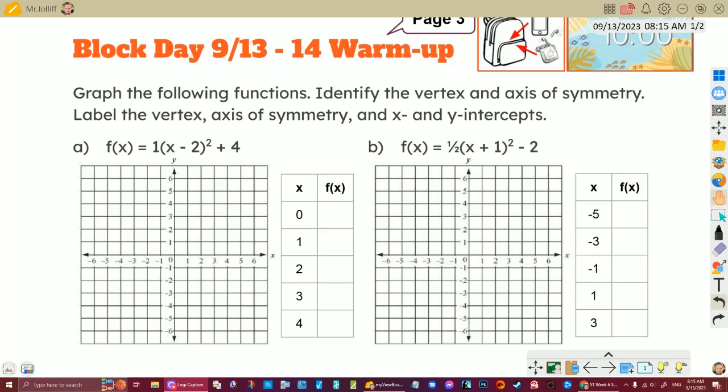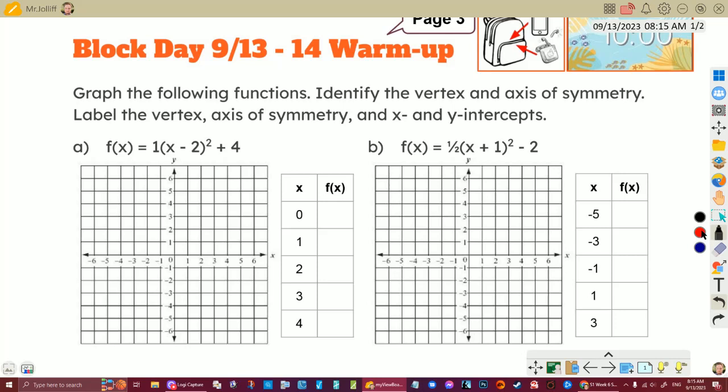Let's go ahead and take a look at your warm-up for today. So you were asked to identify the vertex and axis of symmetry, label the vertex, axis of symmetry, and the intercepts on the graph that you create. So first thing we need to do is complete our table, then graph it, and then identify the important pieces.